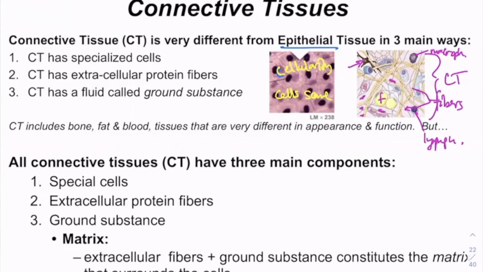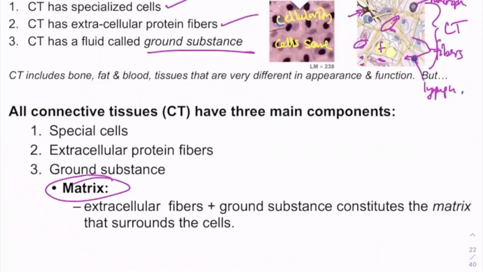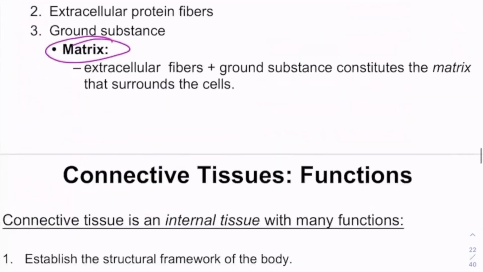So connective tissue has specialized cells. They're all different. They do different things. There are extracellular protein fibers, like these collagen fibers, or these little black reticular fibers. And then there's the stuff in between the fibers and cells, and that's called ground substance or matrix, extracellular matrix. It depends on what type of connective tissue. That ground substance could be a solid, for example bone, or it could be fluid, for example blood, or it can be kind of in between, like areolar tissue.